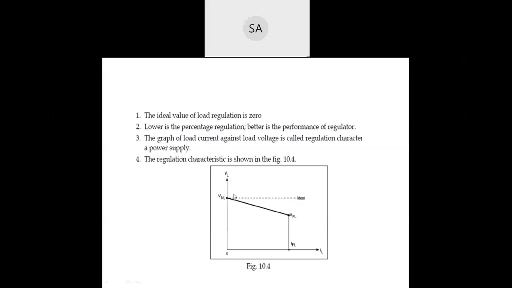The graph of load current against the load voltage is called the regulation characteristics of a power supply. This is shown in the figure of regulation characteristics.